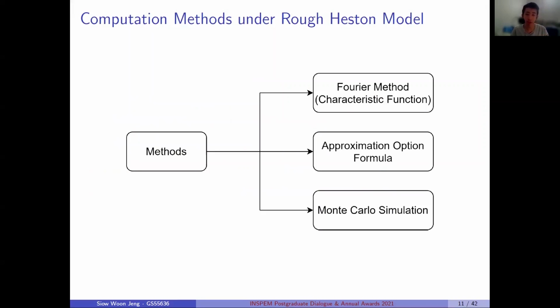We have 3 of them in this figure. So the first one is the Fourier inversion method, which uses the characteristic function. The second one is the approximation option pricing formula, which we will discuss later. And the last one is the Monte Carlo solution. We will not talk about this in this presentation.